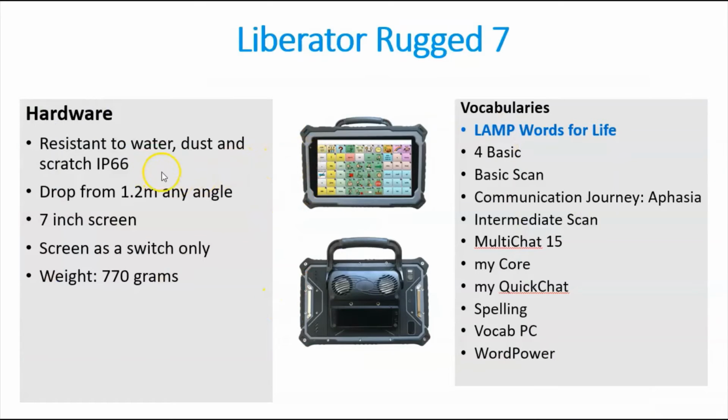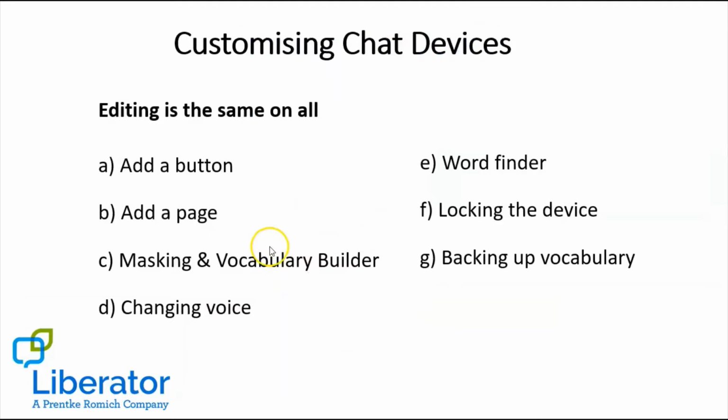Okay, it's resistant to water, dust, and scratch with an IP rating of 66. You can drop it from 1.2 meters any angle, it'll be fine. Got a 7-inch screen. Screen can be used as a switch, but really it's only a direct selection type system, and it is quite late. I will just say, keep an eye out for the Liberator Rugged 8, which is likely to come out soon, which will be 1 inch bigger.